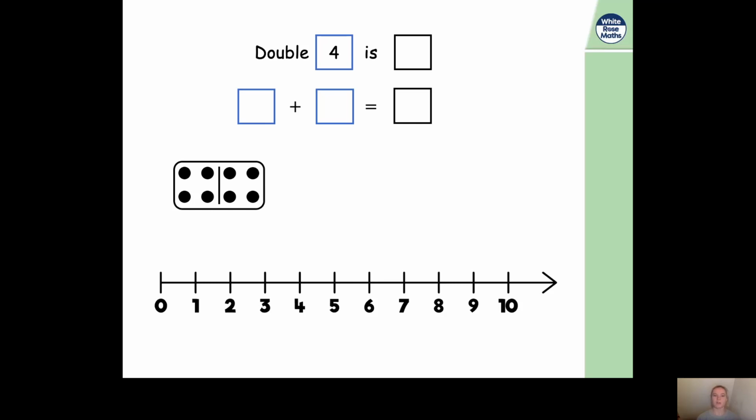Okay, should we see if you were right? So we start with 4 and we need to double it, so we need to add another 4. Okay, let's check on our number line. So we're going to add the first 4, add another 4, and that gives us the answer 8. Fantastic, well done if you got that right. So double 4 is 8, and 4 plus 4 equals 8.